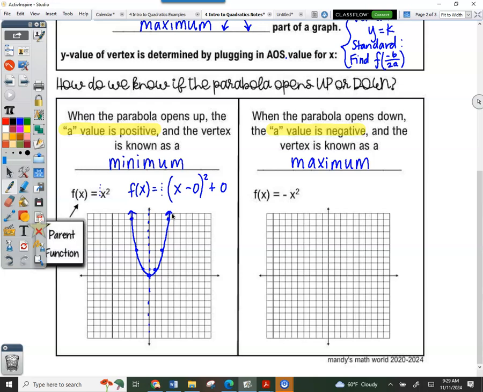All right, I want you to try this one. Notice this one says negative x squared. Hampton, wake up. This is an understood negative 1, so A is a negative 1 here. Watch what happens to our graph. It's still at 0, 0.